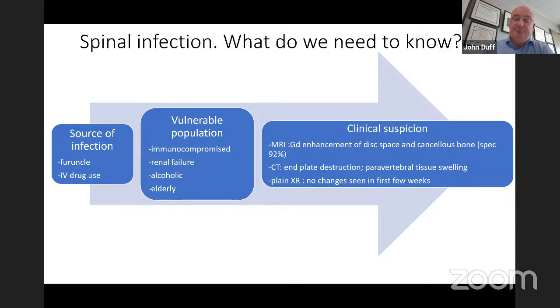On a CT scan, it's often very helpful to look at the bony changes. You can see end plate destruction typically, and you also can see paravertebral tissue swelling, as you see in the MRI scan also. And plain X-rays really have little role to play. Sometimes patients who come into the emergency departments get plain X-rays, and very often, even in the face of infection, even in the face of advanced infection, it's difficult to see bony changes in the first few weeks, so you can miss the diagnosis.